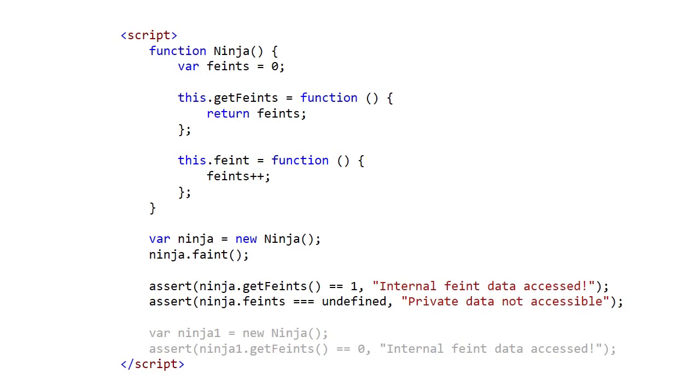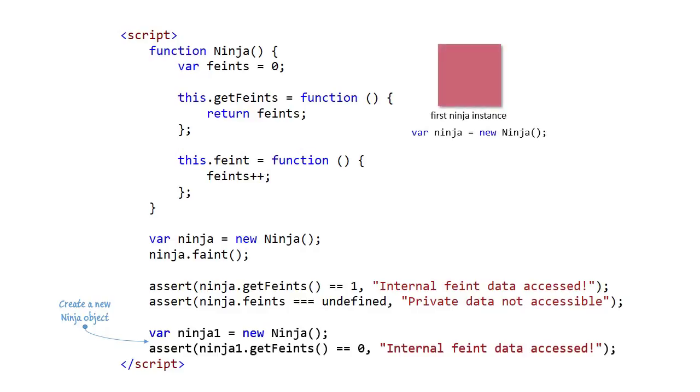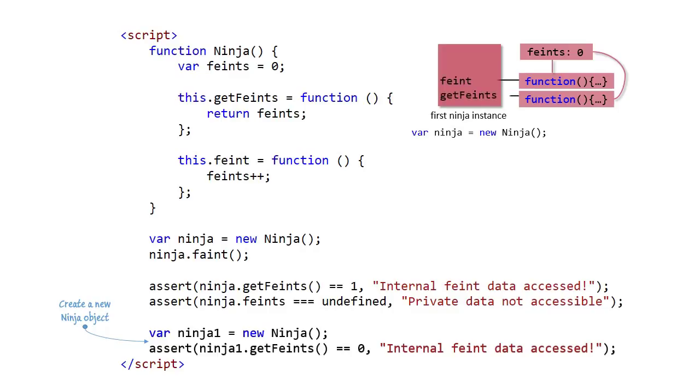This means that if we change the code a bit by creating a new Ninja object and adding tests for it, we'll have the following situation. When we create the first Ninja object in the constructor, within the new scope we create a local variable feints and two functions that will be closures around the local variable. The two functions will be assigned as properties of the newly created object. Now, when we call the feint method on that object, we increment the local variable because it is accessible through the closure.